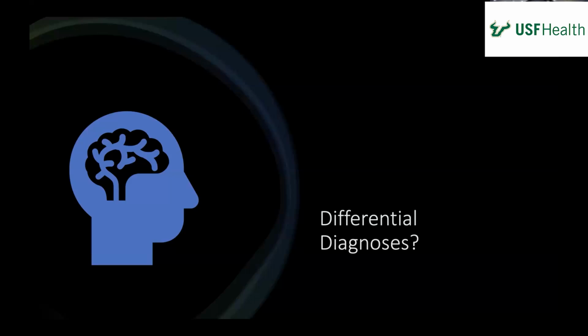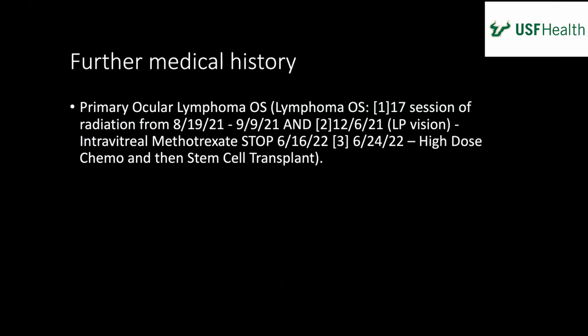That's pretty good. Yeah, that's good. That's a passing differential, yeah. I'll give you a little bit further of his medical history, and then I'll talk about a couple other additional things I had on the differential diagnosis. Does this information, the fact that he's had radiation for several sessions, history of primary ocular lymphoma, as well as some intravitreal methotrexate, push you to one diagnosis more than the other?